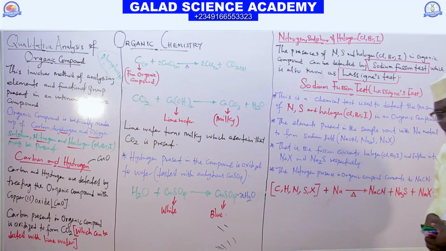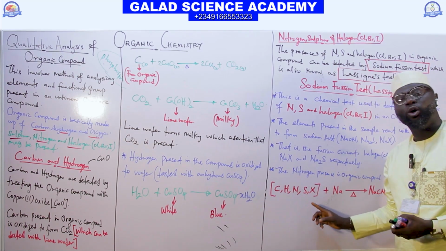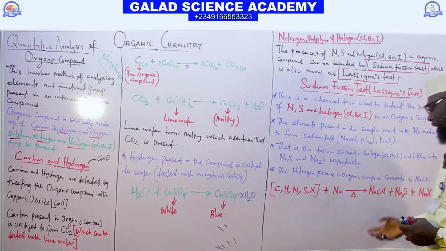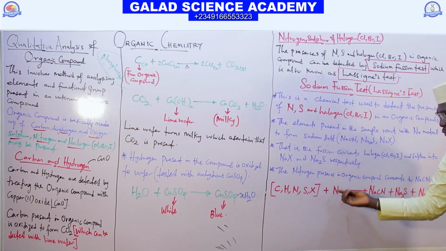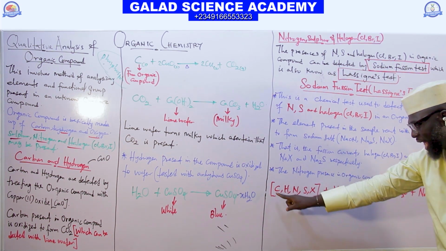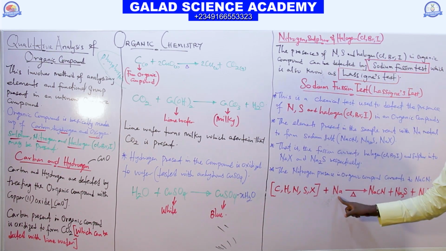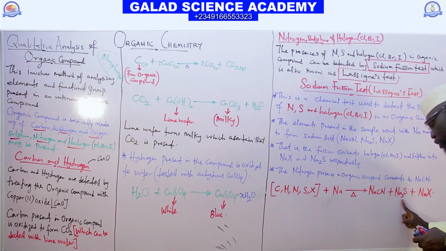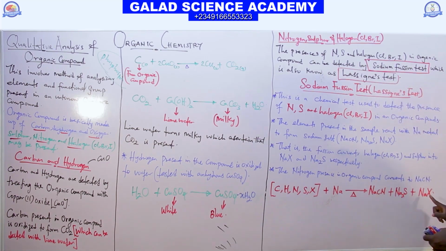So this is the sodium fusion reaction. An organic compound that contains carbon, hydrogen, nitrogen, sulfur, and halide, when it reacts with sodium in the presence of heat, the fusion will occur. The sodium will fuse with nitrogen and carbon to form sodium cyanide. Sodium will fuse with sulfur to form sodium sulfide. It will fuse with halogen to form sodium halide.